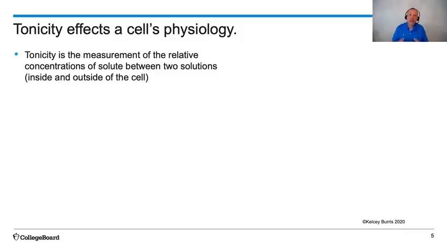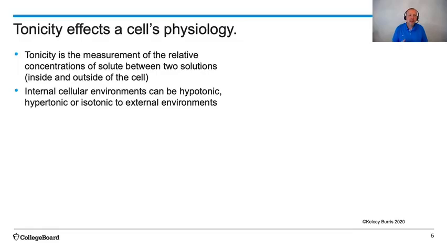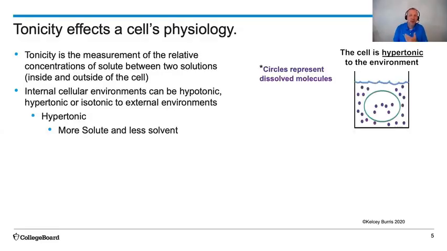Tonicity is the measurement of the relative concentrations of solute between two solutions inside and outside of the cell. Internal cellular environments can be hypotonic, hypertonic, or isotonic to external environments. So hypertonic means more solutes, less solvent, as shown in the picture. The purple circles represent dissolved molecules.